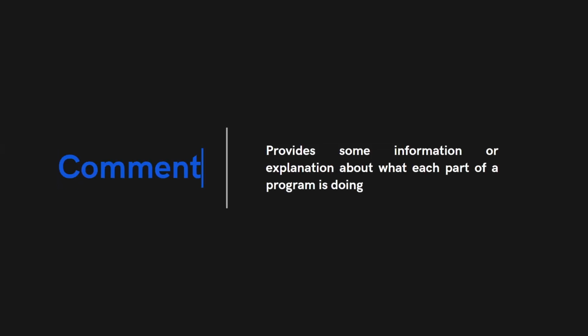So let's start off by understanding what we mean by a comment in relation to programming. Comments are lines that exist in computer programs which are ignored by compilers and interpreters. Using comments in programs can make code more readable for humans, as it provides some information or explanation about what each part of the program is doing.